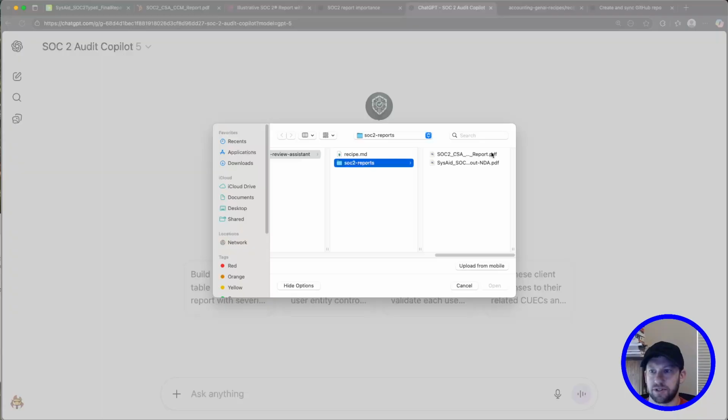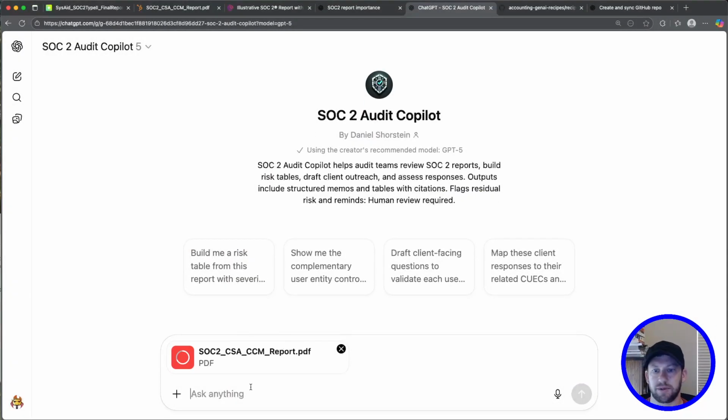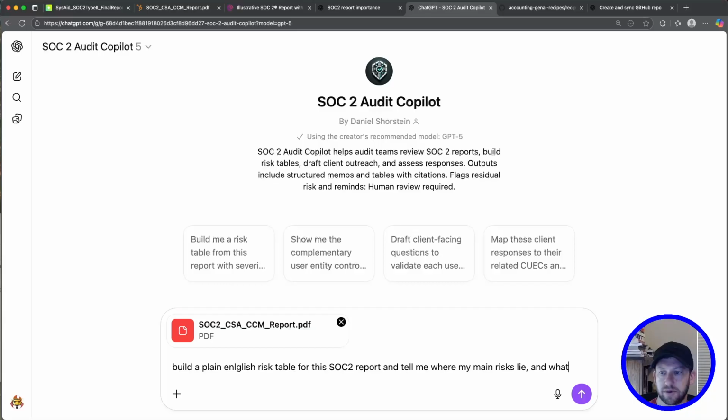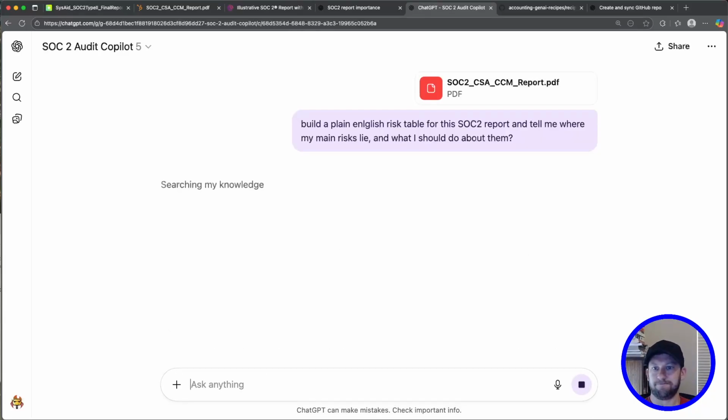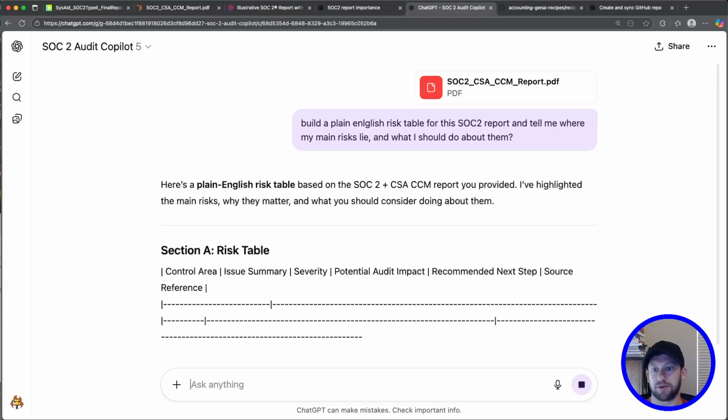So I'm going to go into my SOC 2 reports and let's start with this one here. I'm going to say, let's see, build a plain English risk table for this SOC 2 report and tell me where my main risks lie, what I should do about them. So it's looking at the knowledge base to look at the checklist, and then it's going to hopefully look at the PDF file, and wow, that's pretty quick.